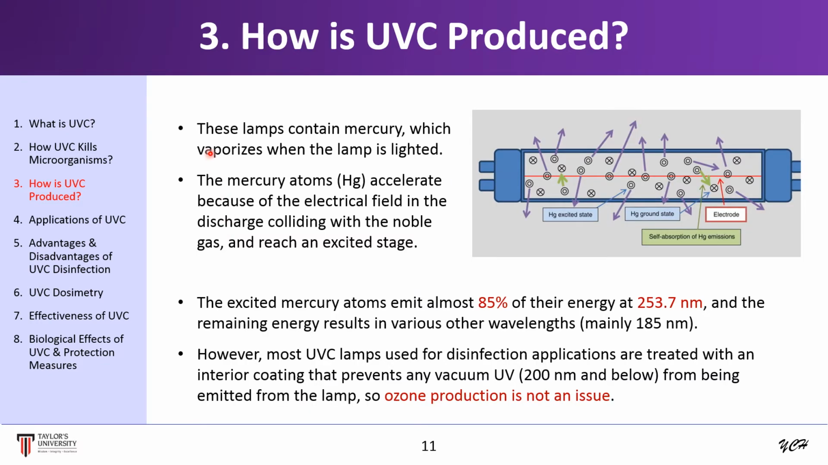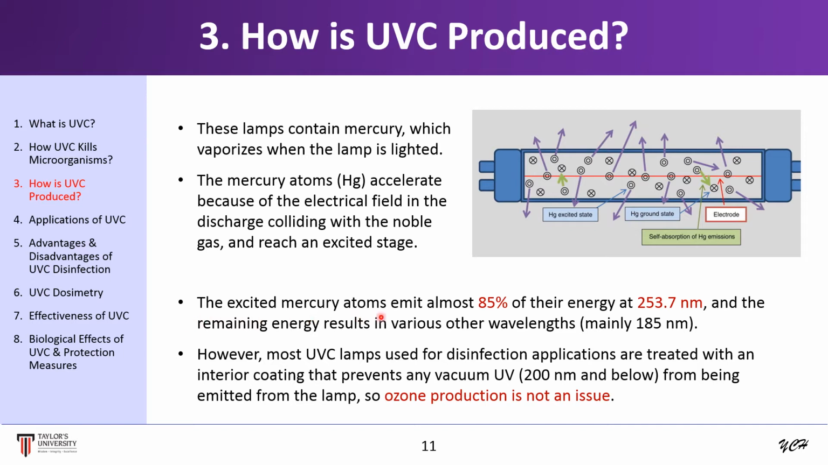Okay, let me explain it in more detail. This diagram shows the low pressure lamp. The lamp contains mercury, which will vaporize when the lamp is lighted up. And the mercury atoms will accelerate because of the electrical field in the discharge, and they will collide with the noble gas inside the tube and reach an excited state.